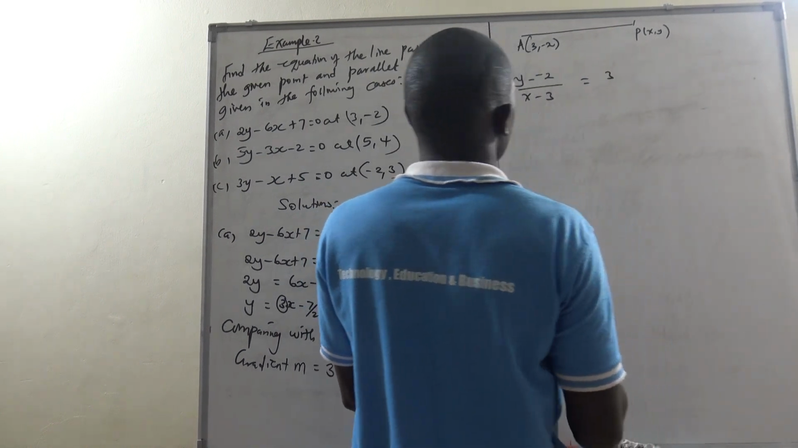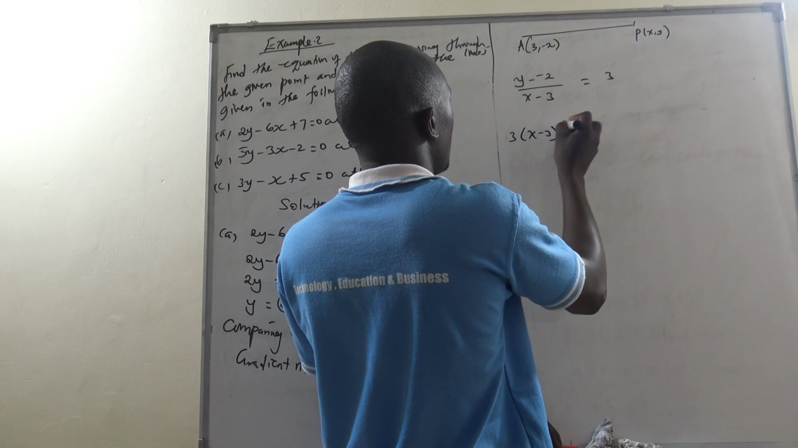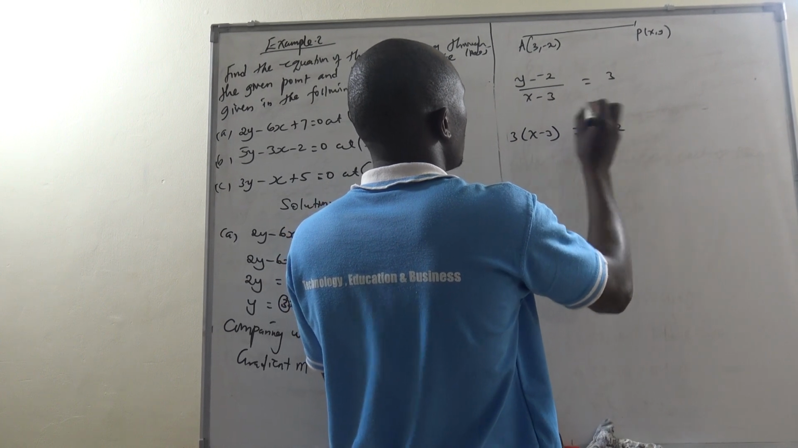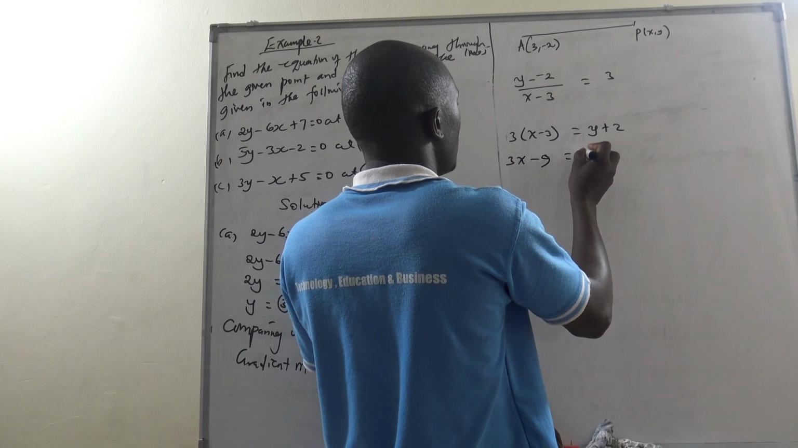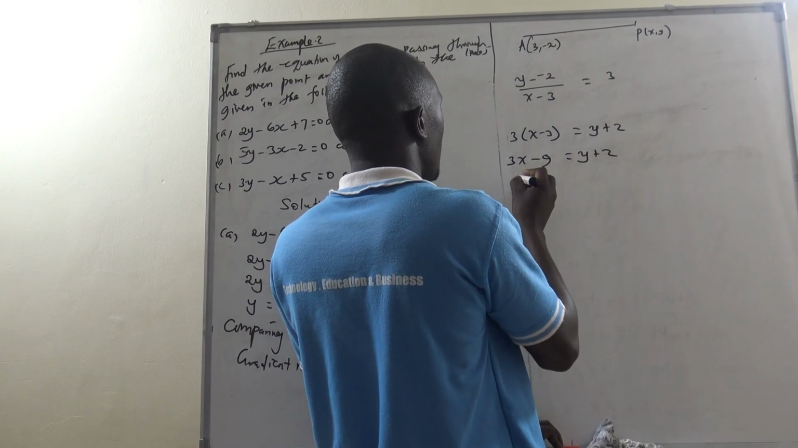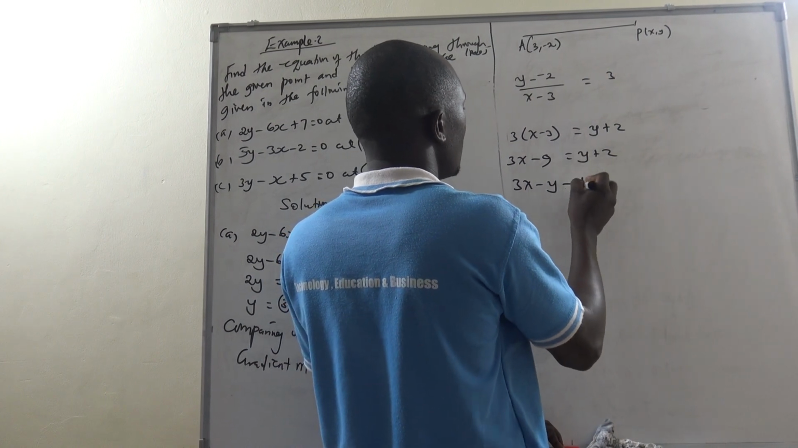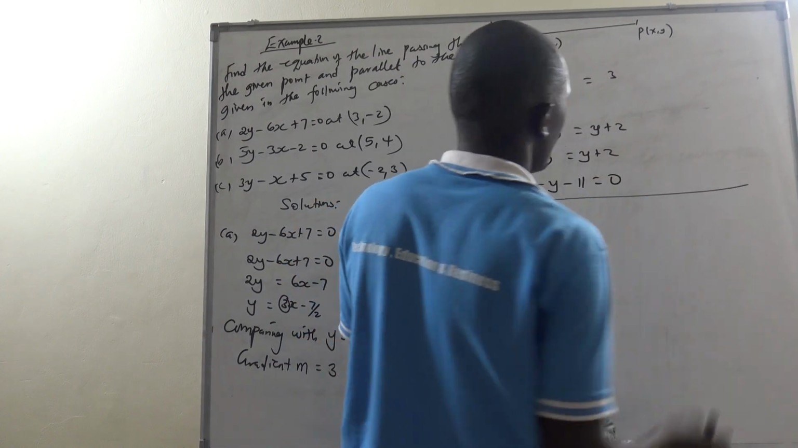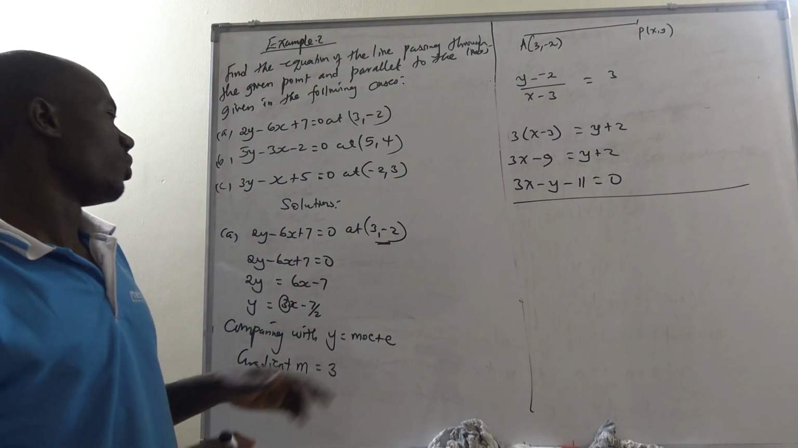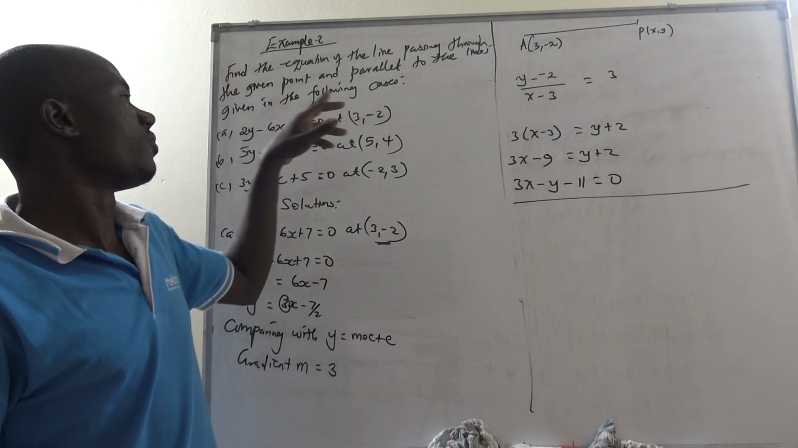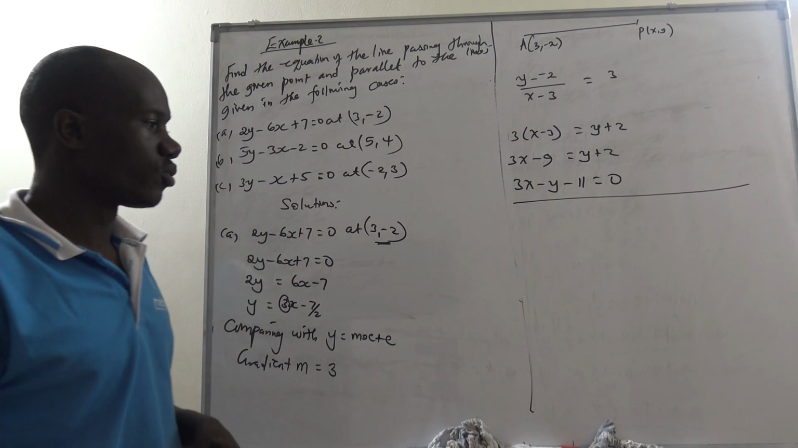So can we try to cross multiply? We are getting 3 into x minus 3 equals y plus 2. Can we open? We are getting 3x minus 9 equals y plus 2. We rearrange. This is 3x minus y minus 11 equals 0. So this one becomes the equation of the line which is from this point and parallel to this line. So the same way we are going to go to part B.